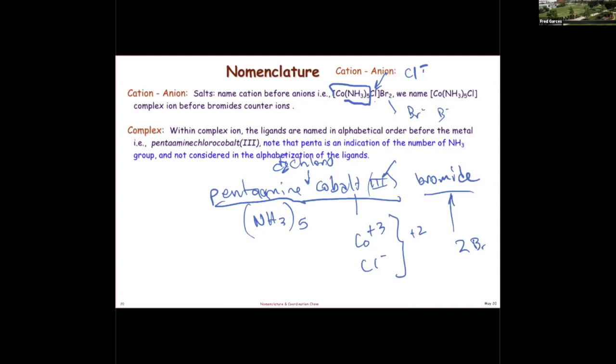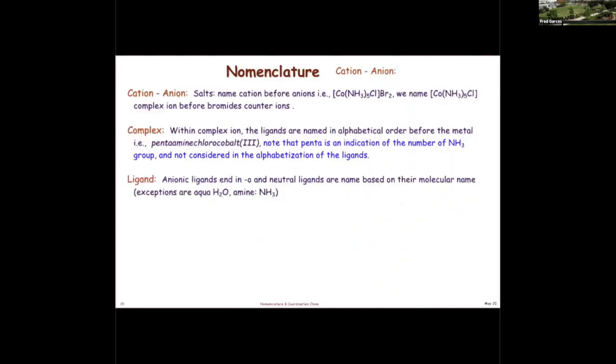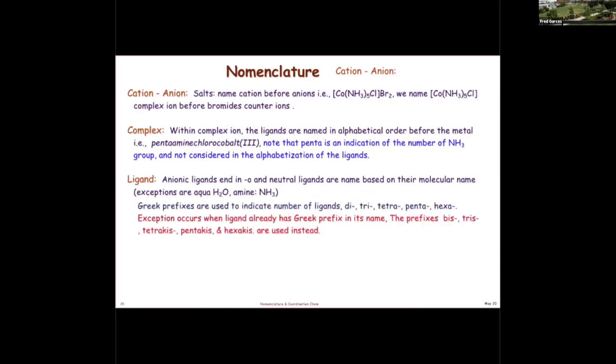So that's the name of the compound that we have right here. This compound right here would be pentaamine chloro cobalt 3 bromide. And again, you're using the prefix to indicate how many ligands you have.